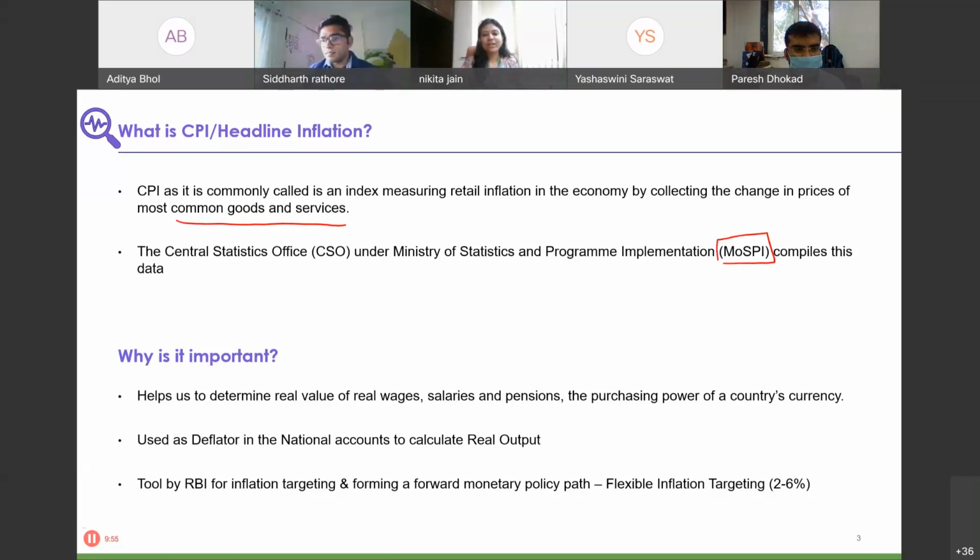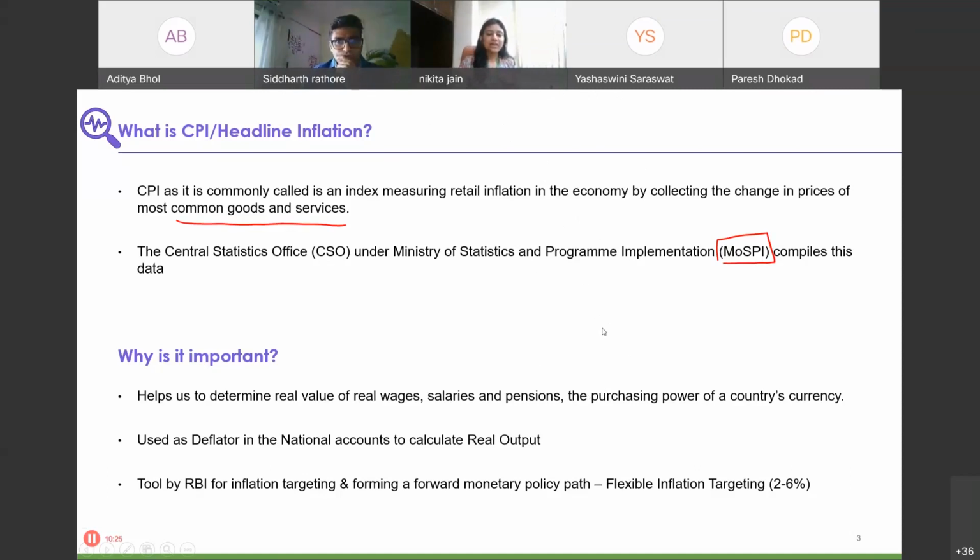Basically, whatever we are earning in our salary is a nominal figure. To understand the purchasing power of that money, we need to understand what the inflation is in the economy. That is why it really hurts every person in our country. Real wages, salaries and pensions are all determined by the inflation level in the economy. It is also used as a deflator in the national accounts to calculate the real output in the economy.